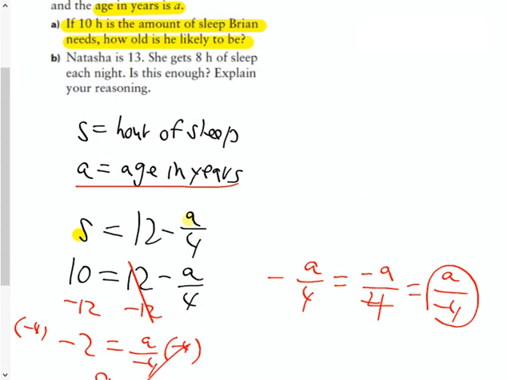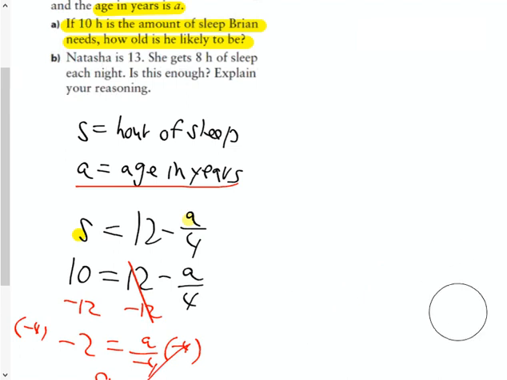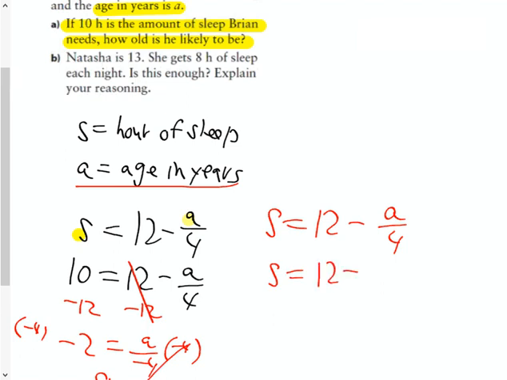If we look at B, B gives us Natasha, which is different than the Brian question. It says, Natasha's 13. If she gets 8 hours of sleep each night, is this enough? So what I'm actually going to do here is take this formula, S equals 12 minus a quarter of A, and substitute Natasha's age into it. So the hours of sleep Natasha will need is 12 minus her age, which is 13, divided by 4. So all I did was substitute her age, 13, into my formula. And now I'm not going to actually use algebra. I'm just going to use BEDMAS to simplify that side to see how many hours of sleep she should get if she's 13 years old.